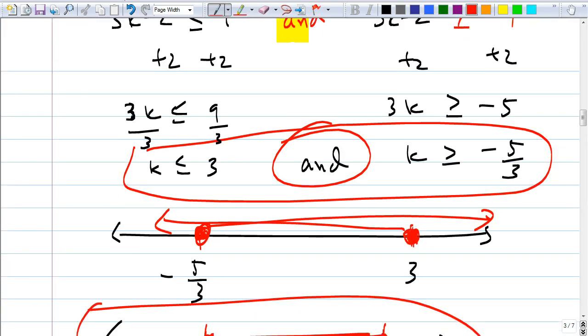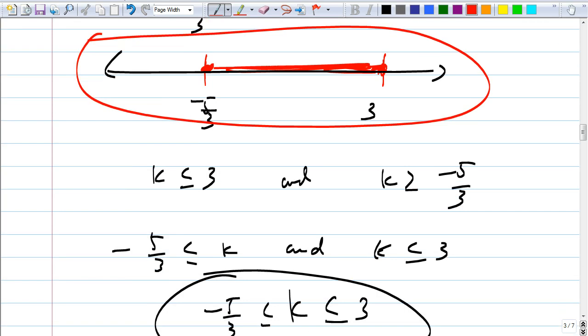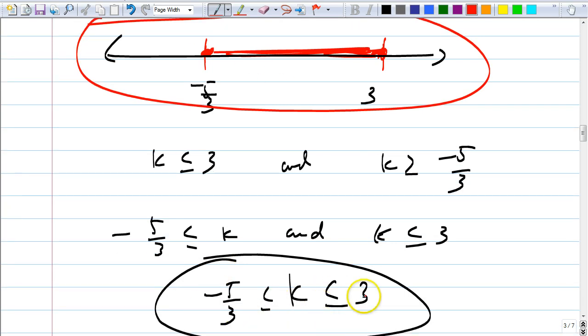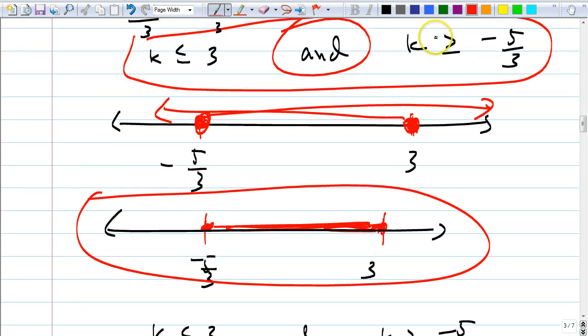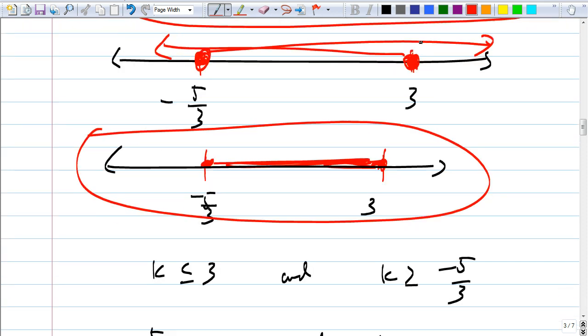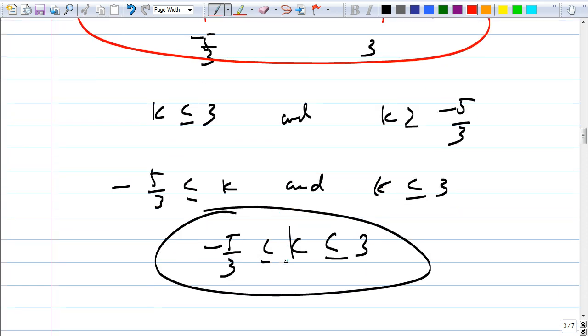Then let's look at the next example. By the way, you could write it as the shortcut, k between negative 5/3 and 3. You guys remember that? So you could either write it this way, up here, k less than or equal to 3, and k greater than or equal to negative 5/3. But you have to also understand this is a shortcut of that. Same thing.